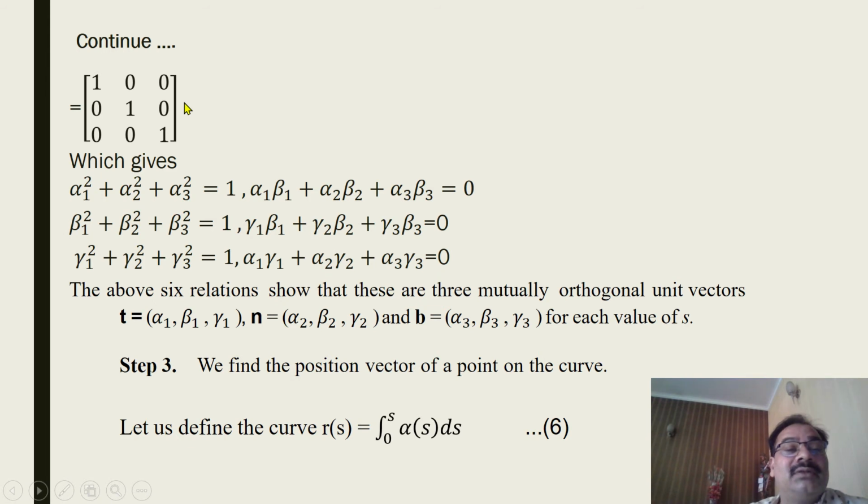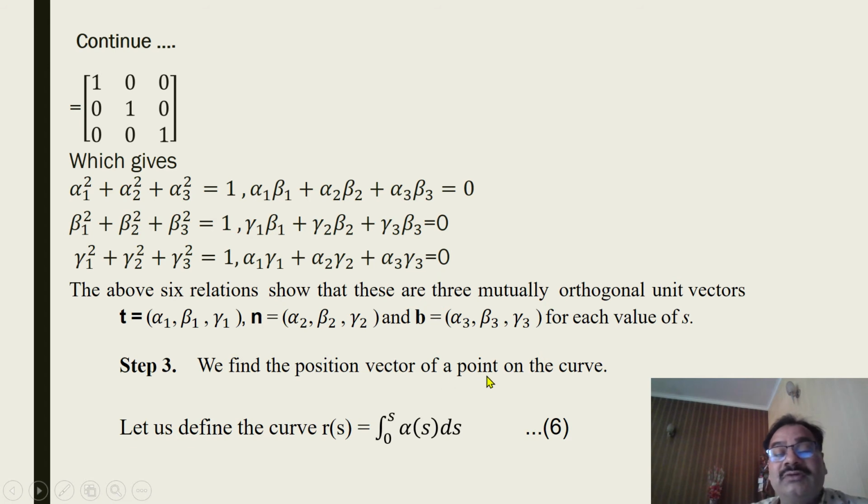Now comparing the individual values, you will get the following expression. This is equal to 1 and this expression is 0, this expression is 1 and this expression is 0, this expression is 1 and this expression is 0. The above six relations show that t, n and p are three mutually orthogonal unit vectors for each value of s. Now we will go for step 3.